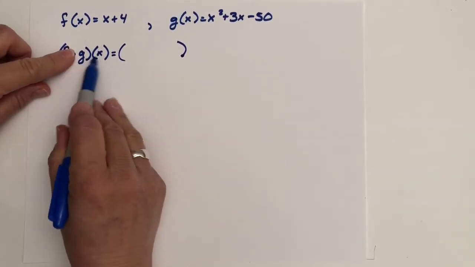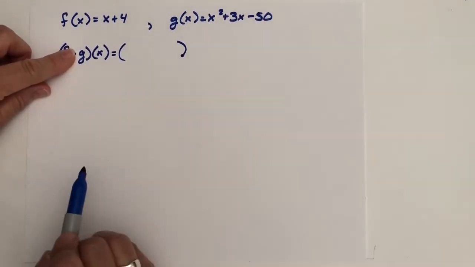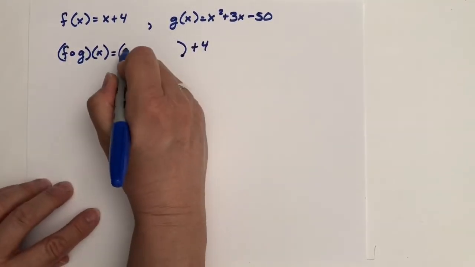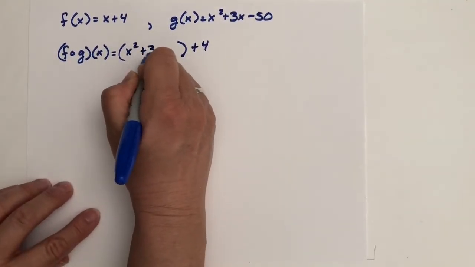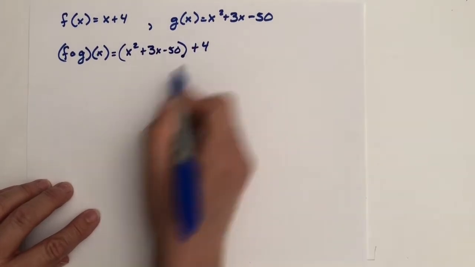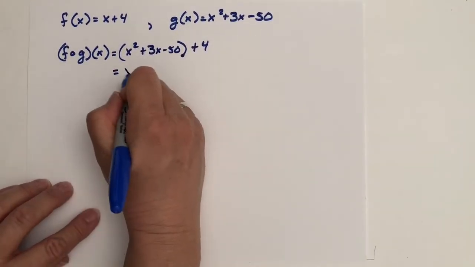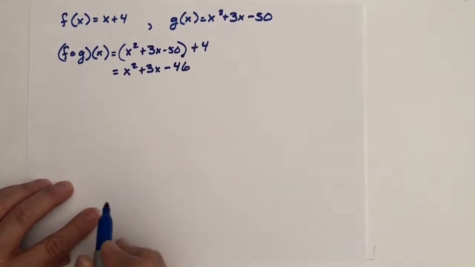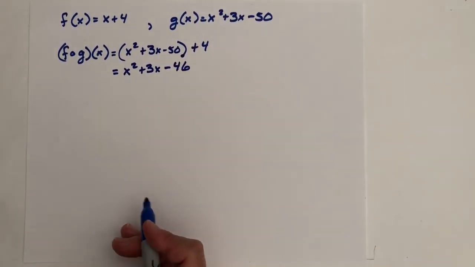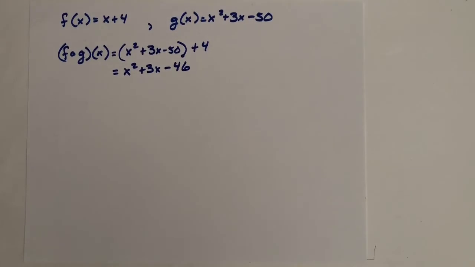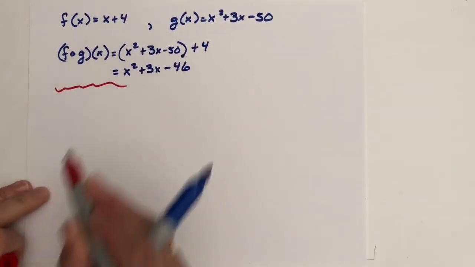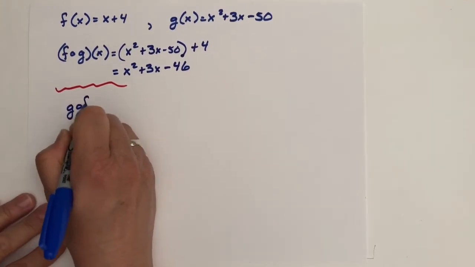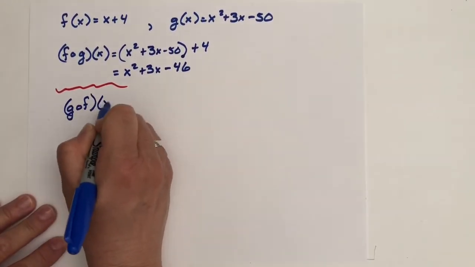So the entire g of x function is replacing x, and then we'll add the 4. So let's pop that in. So we have x squared plus 3x minus 50 plus 4. Doesn't take too much to simplify that. And it's done. A little more entertaining will be the composition in the other order. G composed with f of x.